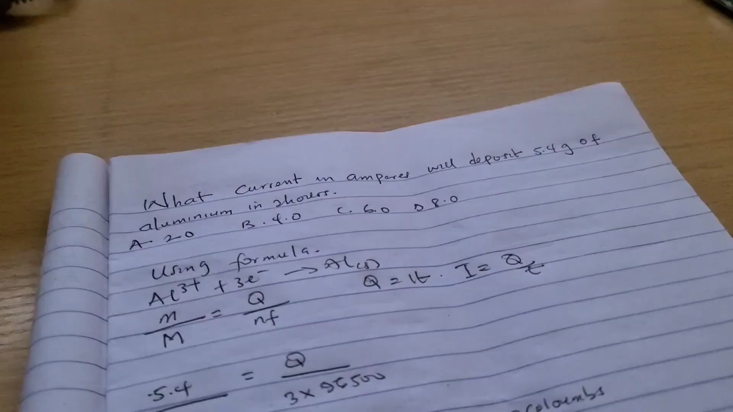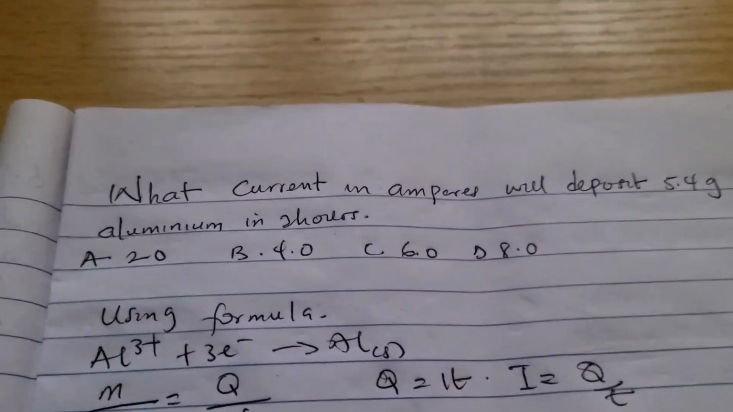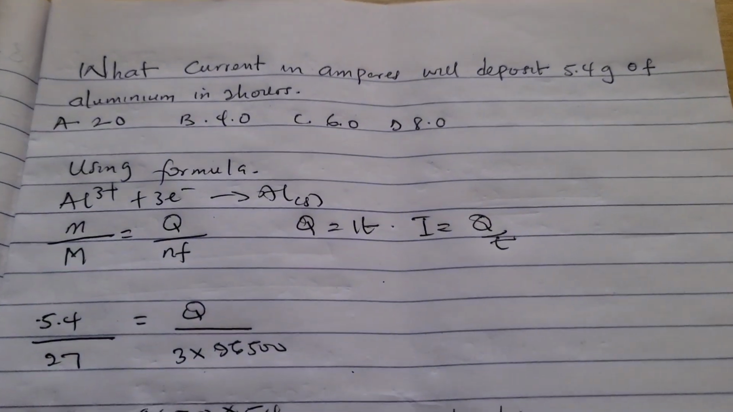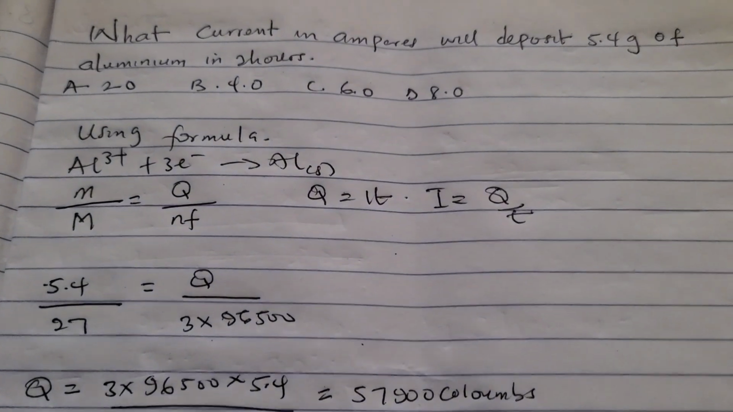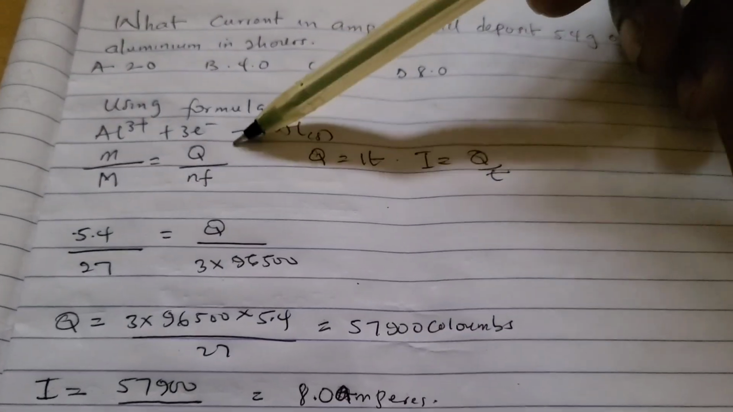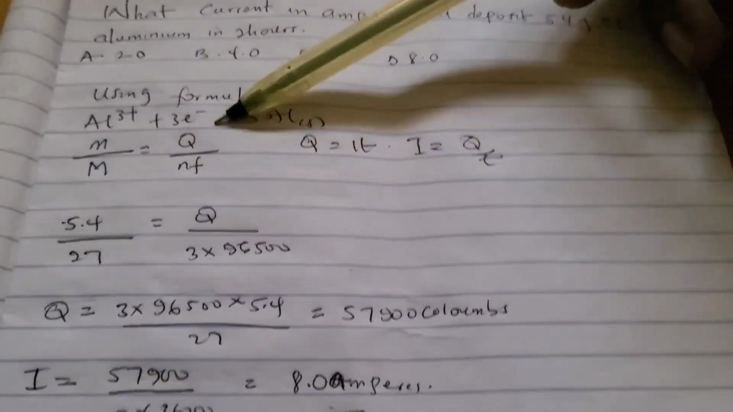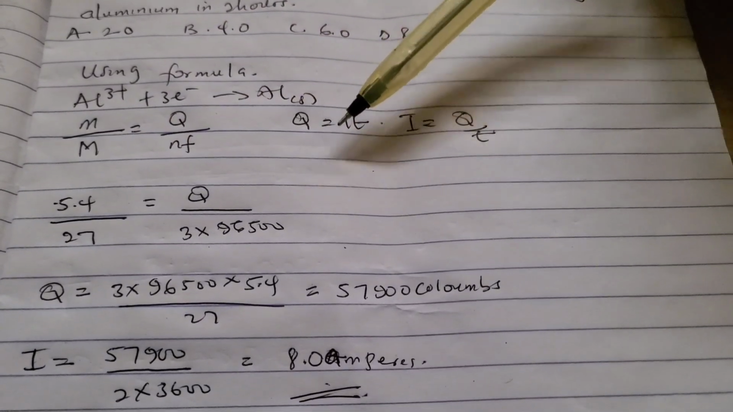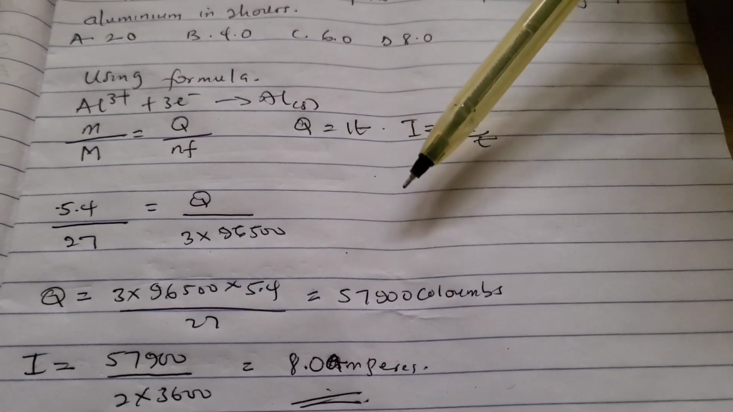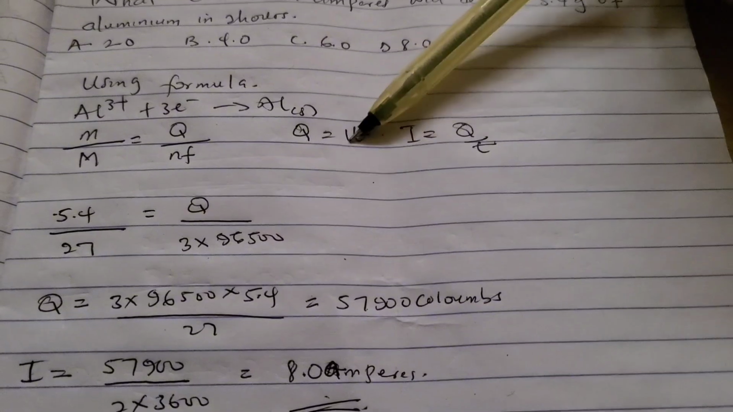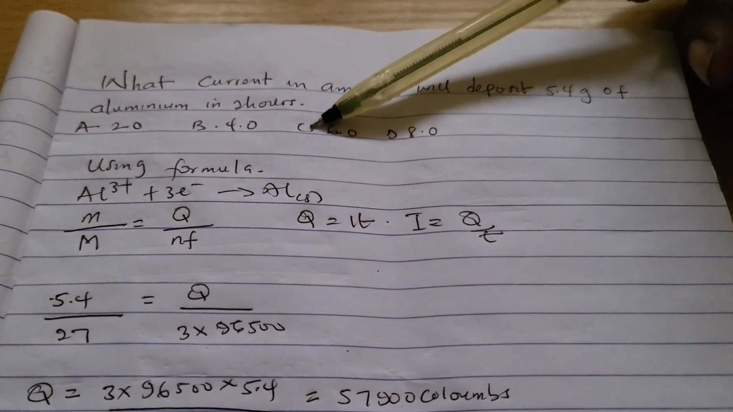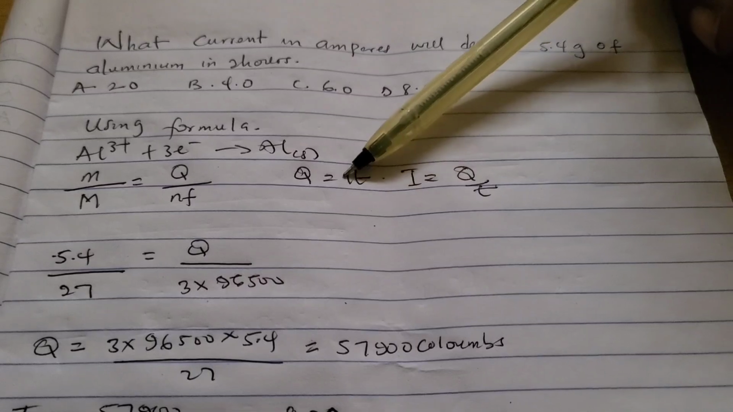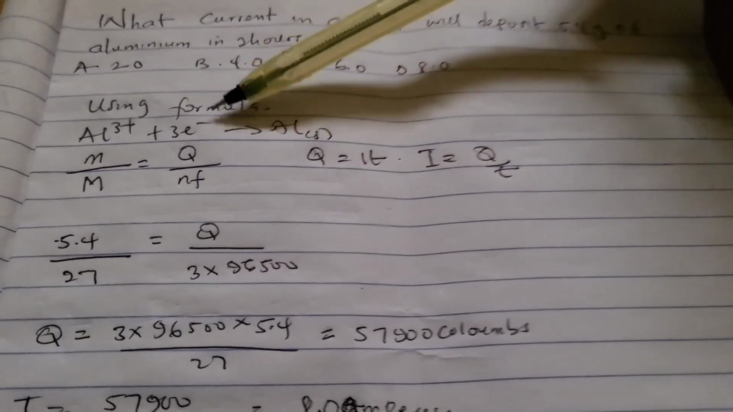Right, so see, this next question says what current in ampere will deposit 5.4 grams of aluminum in 2 hours? So first look at the options that were given here. So use the formula. You have to know that current will be gotten... You can't get your current when you are not given the quantity of electricity, because quantity of electricity is Q equals IT, and we don't have it, so you have to look for it first.